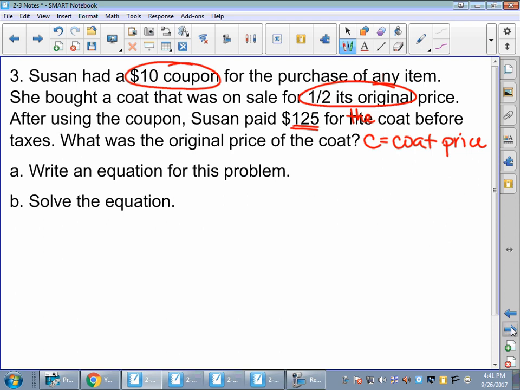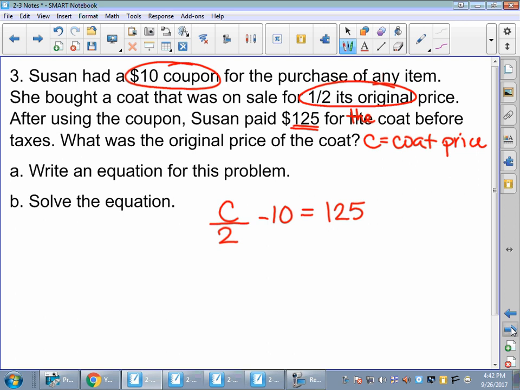So if I take the coat price, divide it in half, divide it by 2, or take half of it, either way, subtract $10 from it, that equaled $125. So the coat price divided by 2, taking half of it, subtract $10 for the coupon, equaled $125.